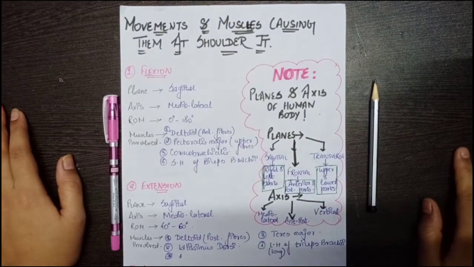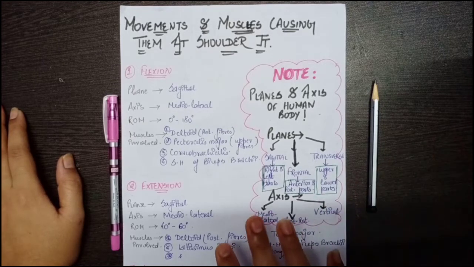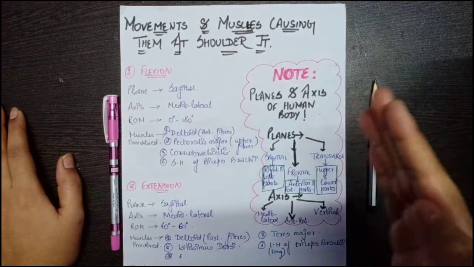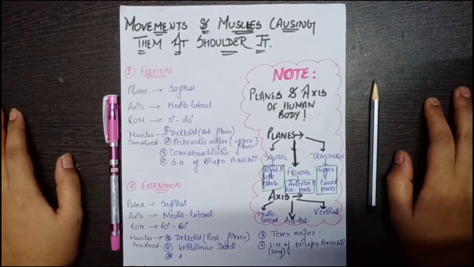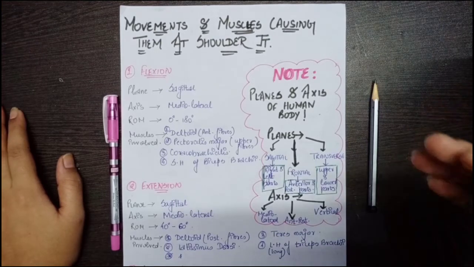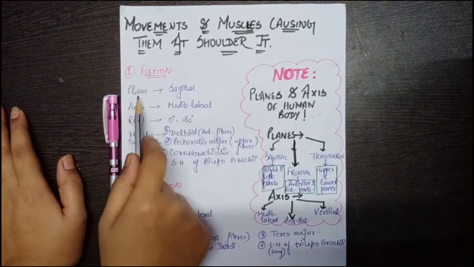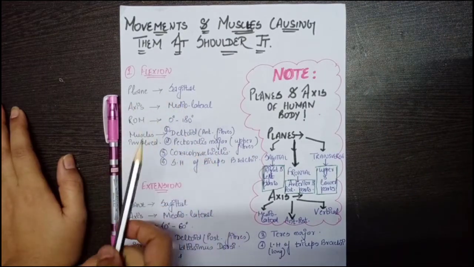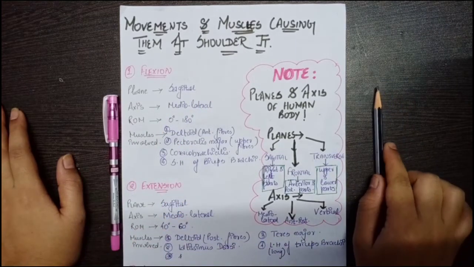Now, before talking about the planes and axis, I would tell you that the planes and axis of the joints have already been explained in a separate video, to which I would be adding the link in my description. You can go and check that out first if it confuses you. So, talking about flexion, the plane of flexion is sagittal. The axis at which flexion occurs is the mediolateral axis.